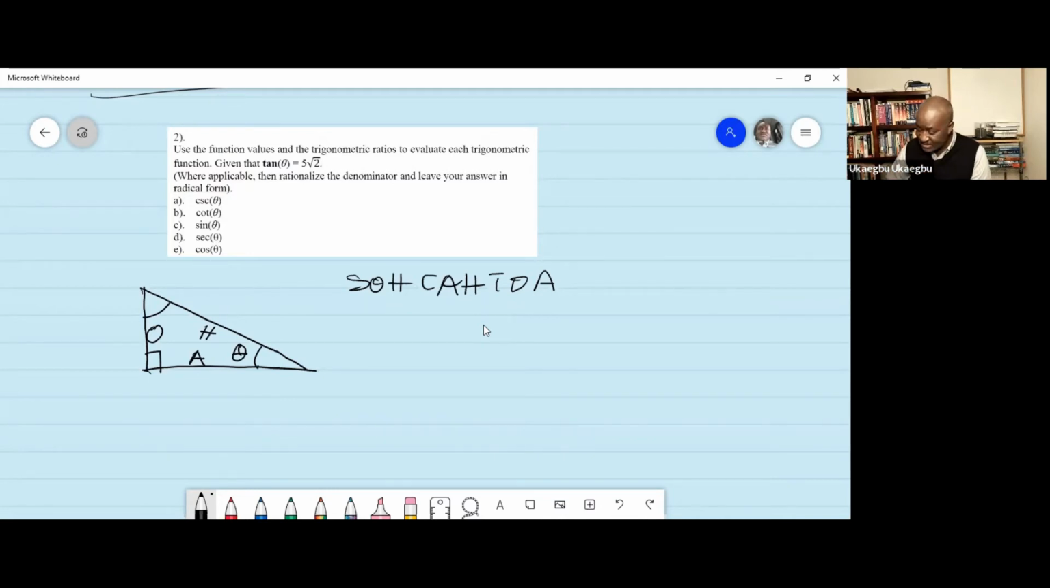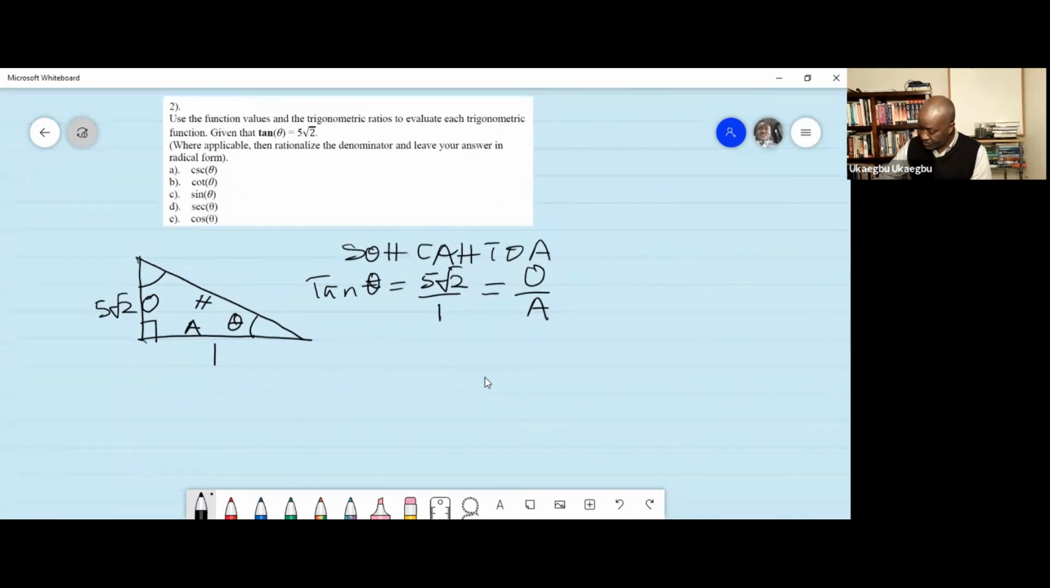So tangent is, they say tan theta is 5 root 2 over 1. Of course, tangent theta is always opposite over adjacent. So this means this side is 5 root 2. The adjacent is 1. And we should get the hypotenuse.